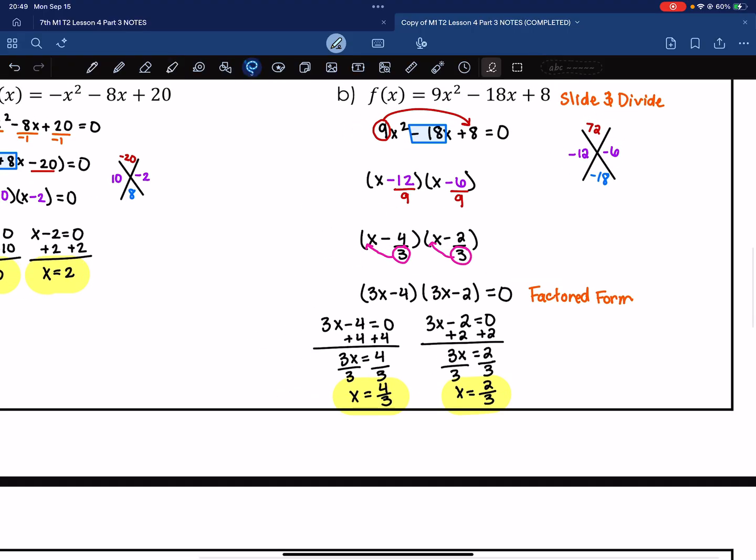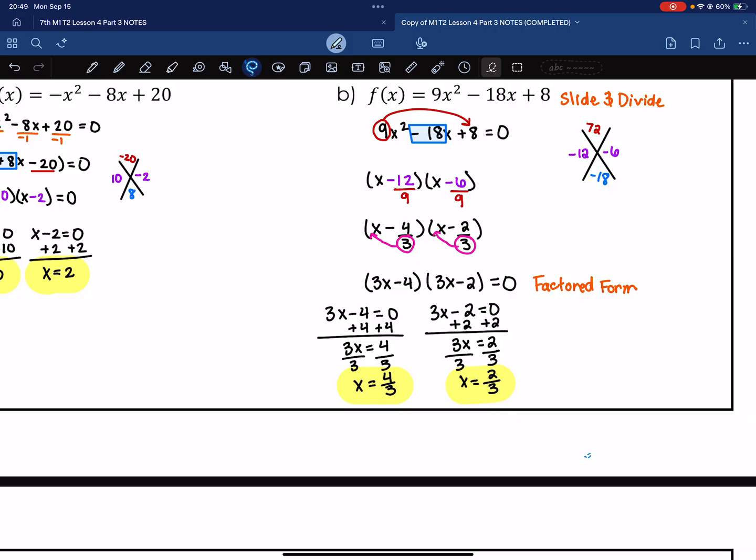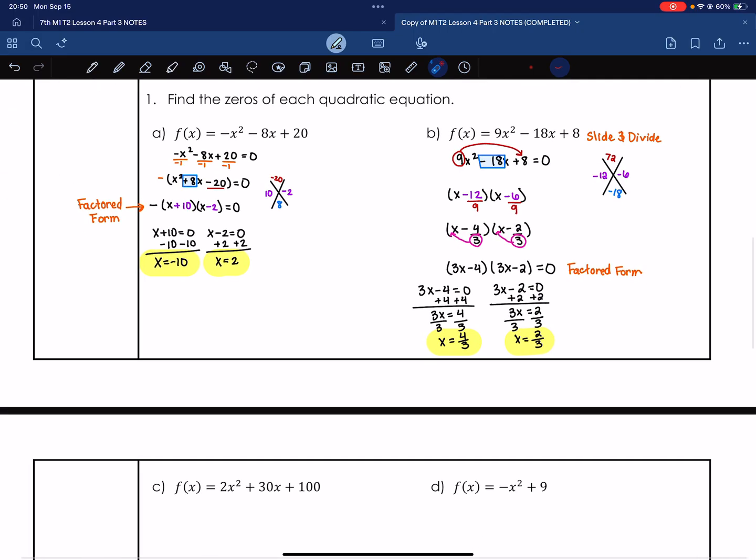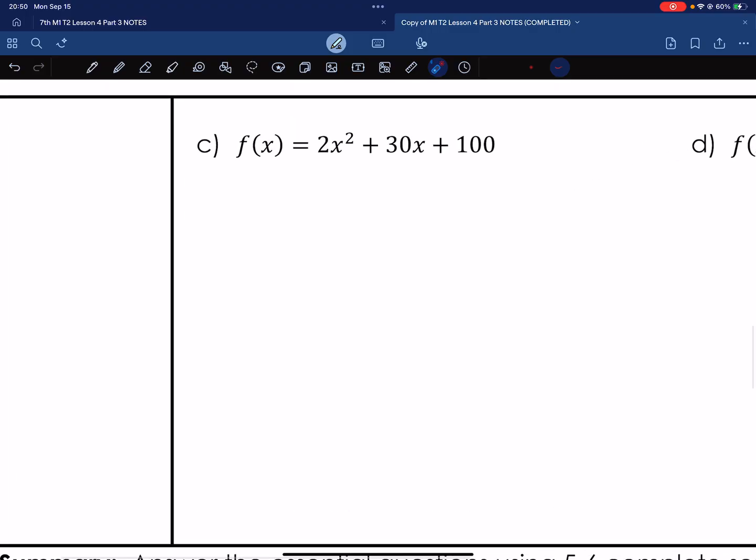So what could we do to check ourselves? 1, we could type in our original equation, type in our factored form to see if we get the same graph. 2, we can multiply this out to see if we get the same equation that we started with. And 3, we could plug in one x value at a time, plug it in and make sure that we get 0, and then do the same thing with the second one, plugging it in to make sure we get 0.